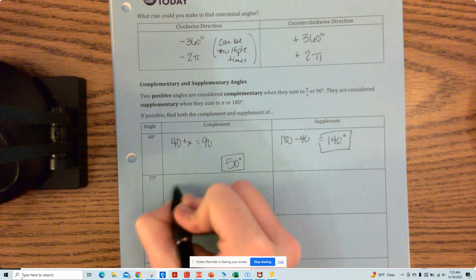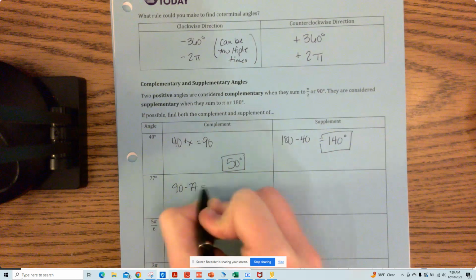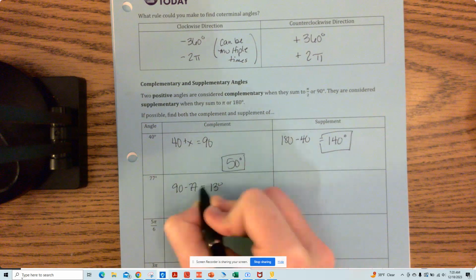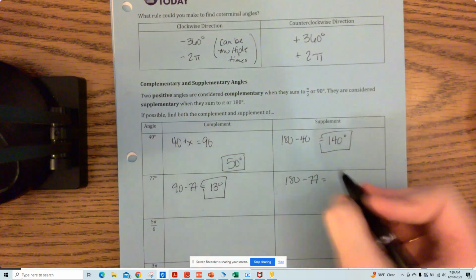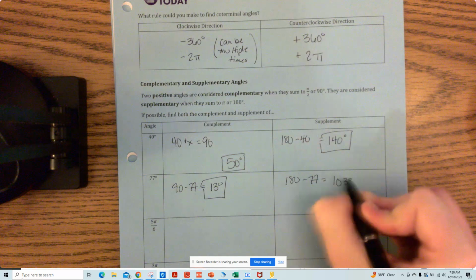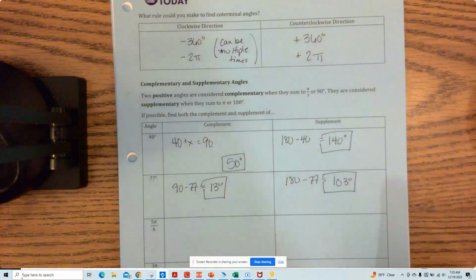Okay. 90 minus 77 is going to give me the complement. So that's 13 degrees. 180 minus 77 gives me 103 degrees. So that's the supplement.